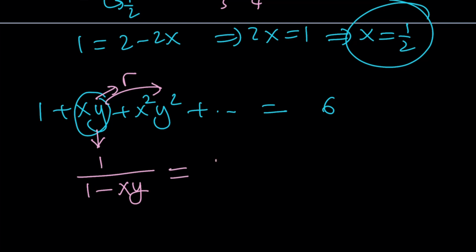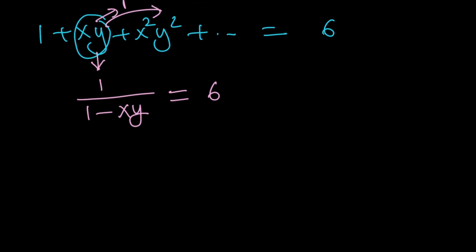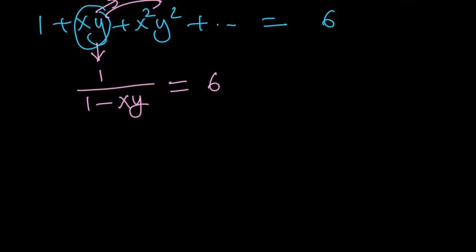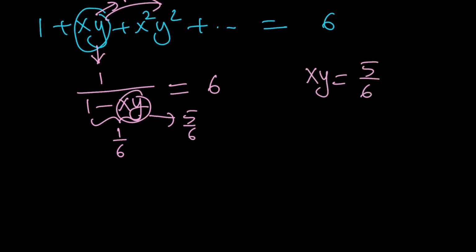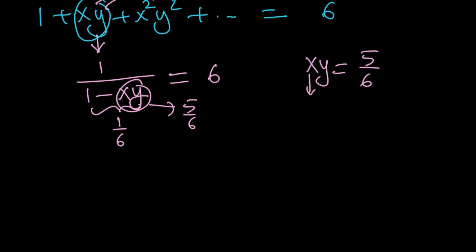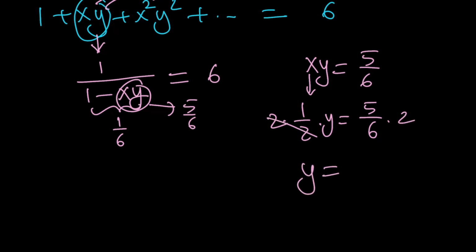So this should equal 6, and I can go by the same argument, either the first or the second. Let's go the second. This is supposed to be 1 over 6, because the reciprocal of 6, and then xy should be 5 over 6. Make sense? Mental math. xy is 5 over 6, but x is 1/2. So 1/2 times y is 5 over 6. Multiply both sides by 2, and you're going to get y equals 5 over 3.